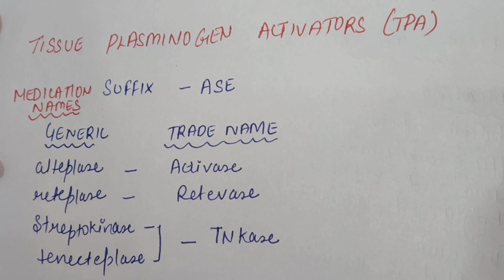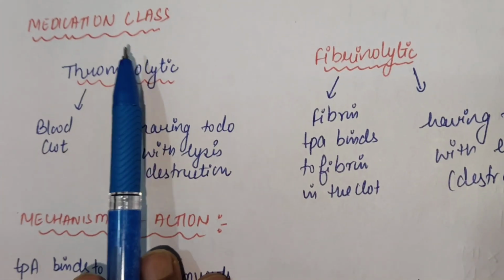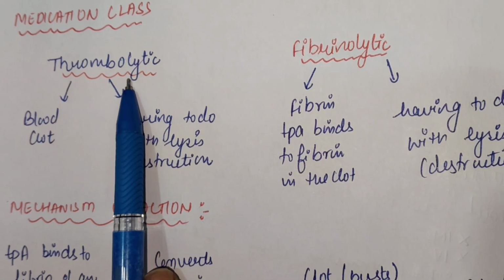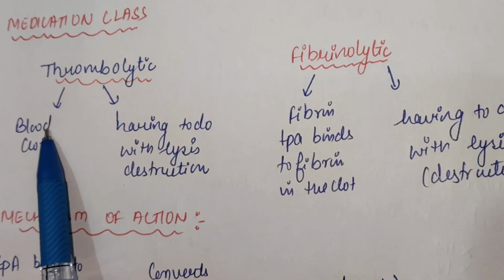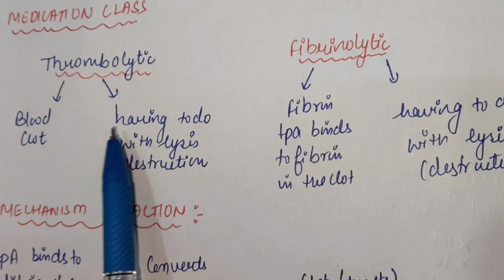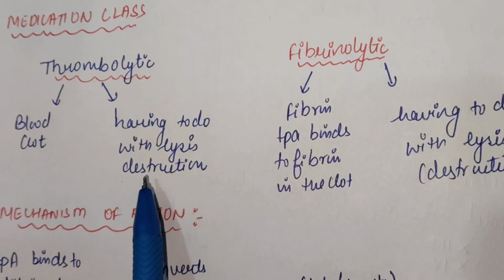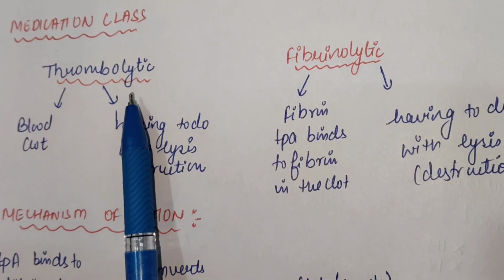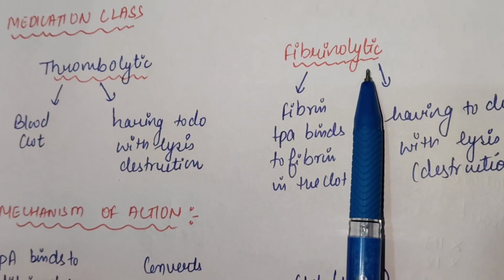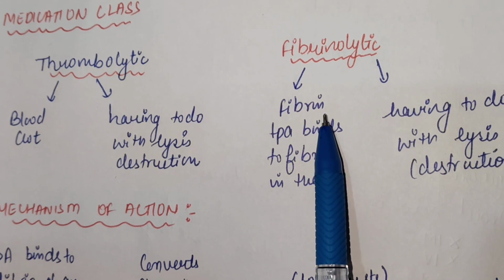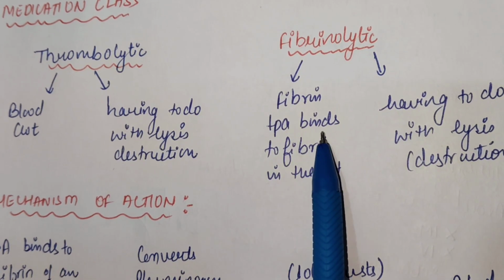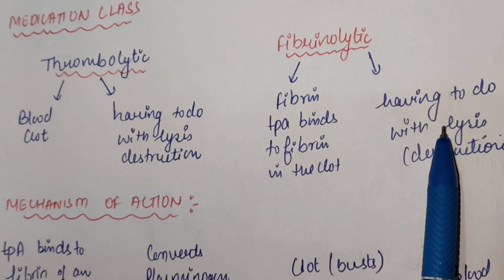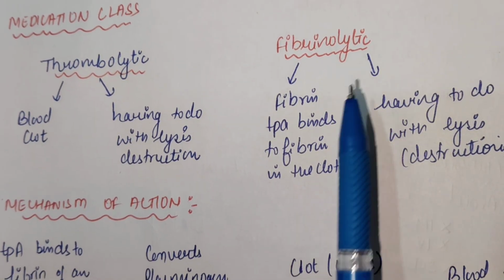Another is the medication class, the class this medication comes under. First is thrombolytic, in which there is a blood clot and it has to do with lysis, that is, destruction of the blood clot. So the main action of this is thrombolytic. Then there is fibrinolytic, fibrin being a protein. TPA binds with fibrin in the clot and after that it destroys that clot. Okay, so this is the class.